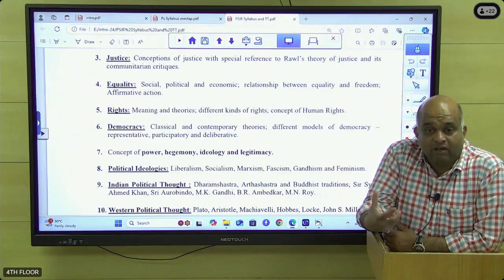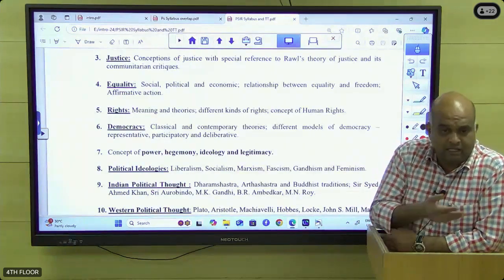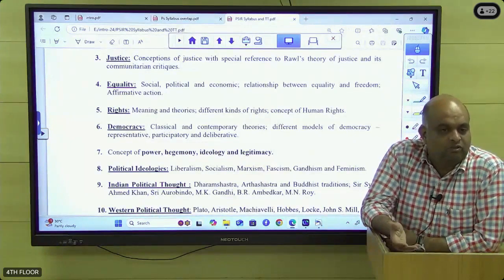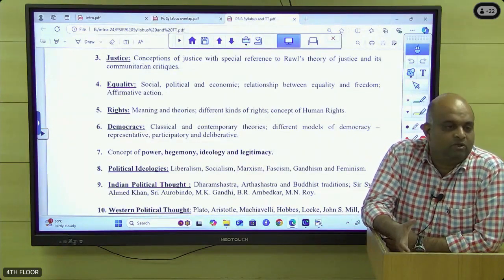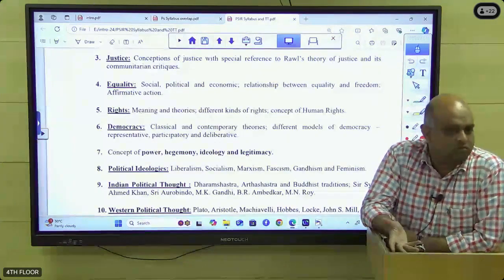Which equality our India prefers, what type of justice India wants, what type of equality India is preferring, India is demanding, the Indians are demanding. So everything from a different point of view, we are going to approach it. So this completely is going to help you in the ethics paper, and definitely in the essay paper also.